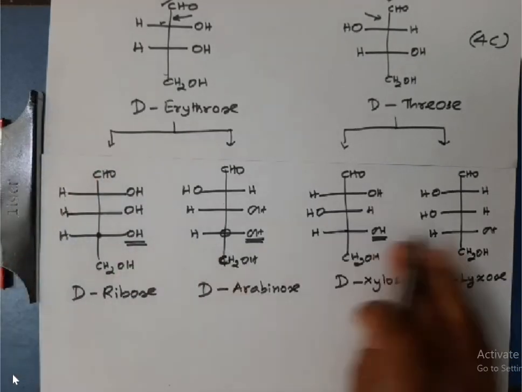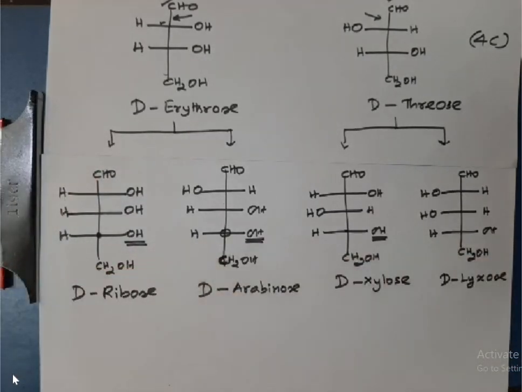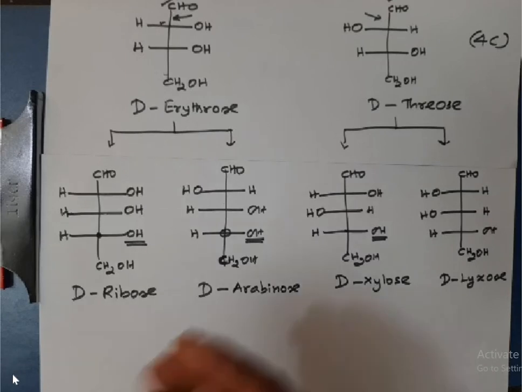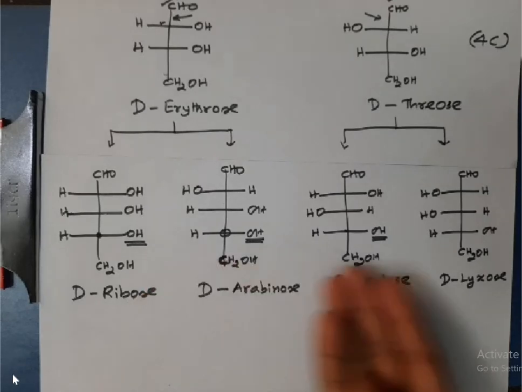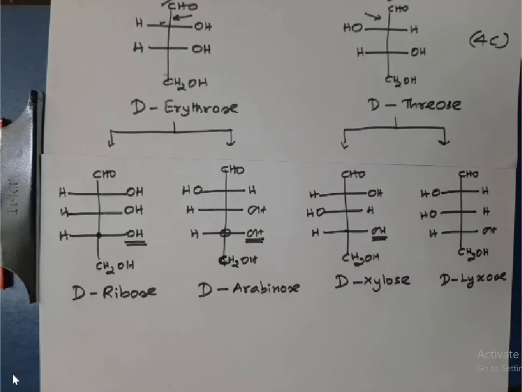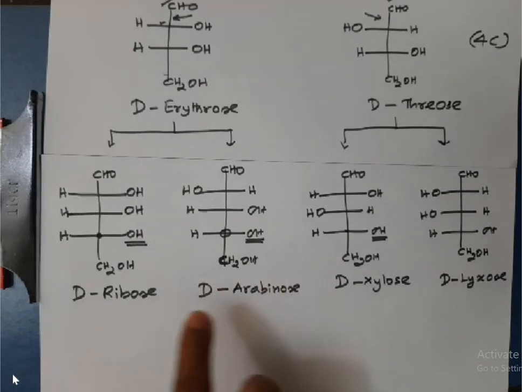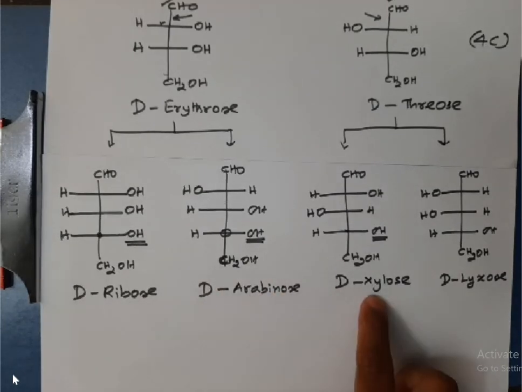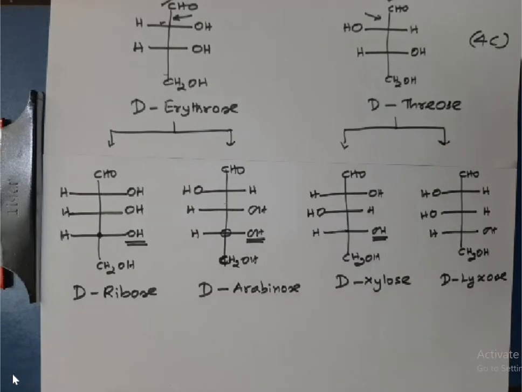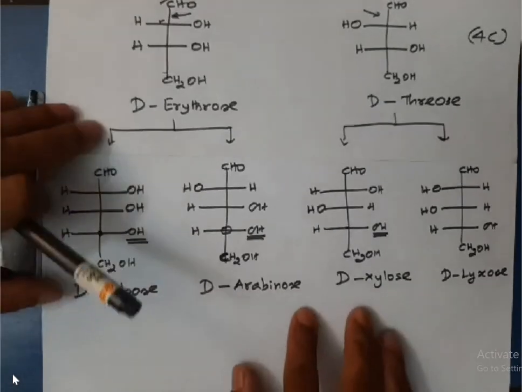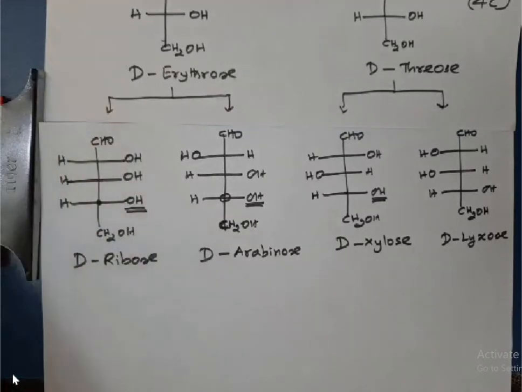and these four are aldoses containing 5 carbon atoms. So they are aldopentoses. So under aldopentose we have ribose, arabinose, xylose, and lyxose. How to remember the names? Yes, we have tricks here.